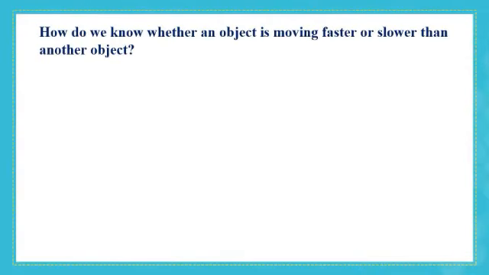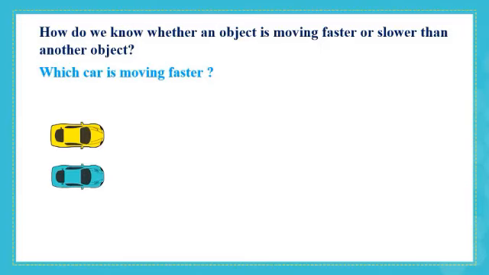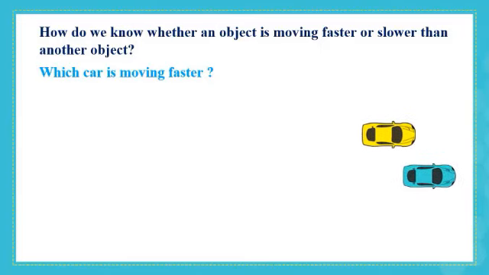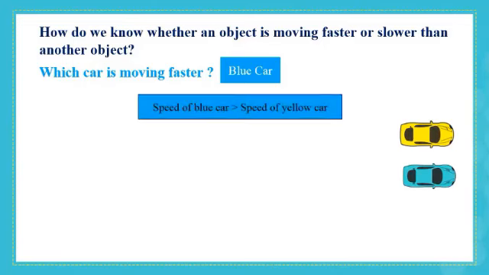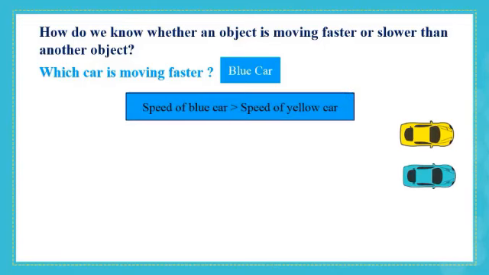How do we know whether an object is moving faster or slower than another object? Let's find out. Both cars are moving. Which car is moving faster? Blue car. We say that the speed of the blue car is greater than that of the yellow car.